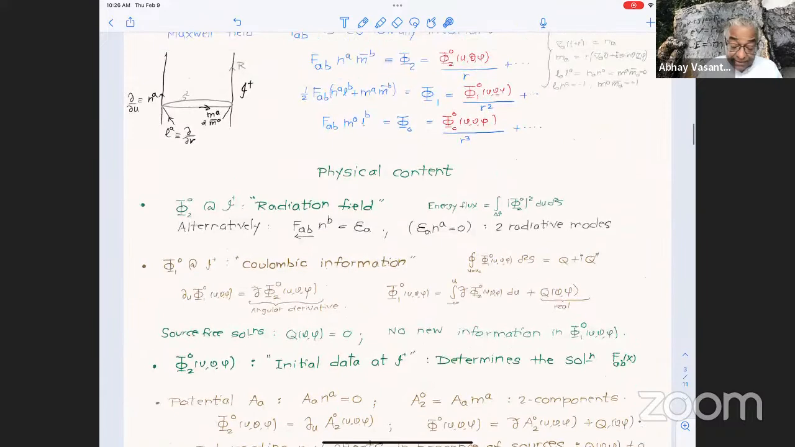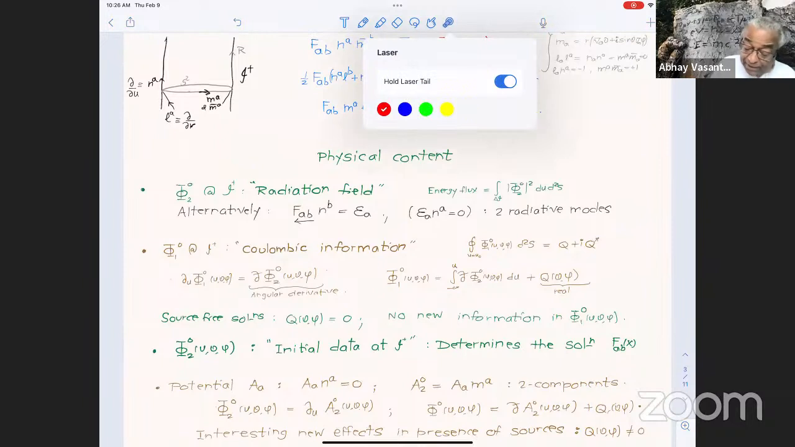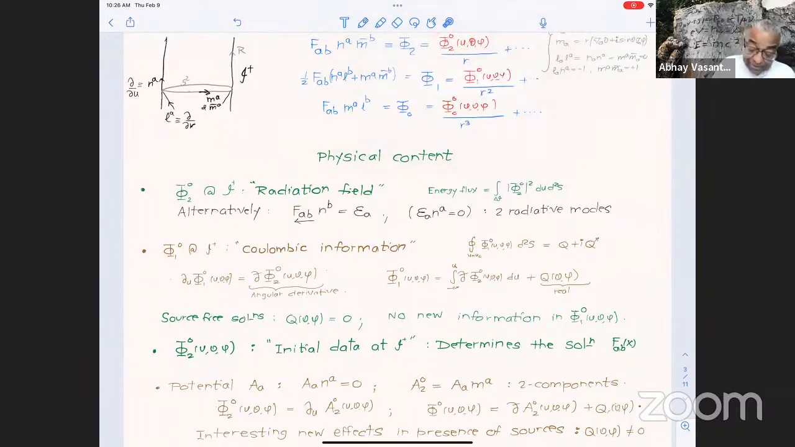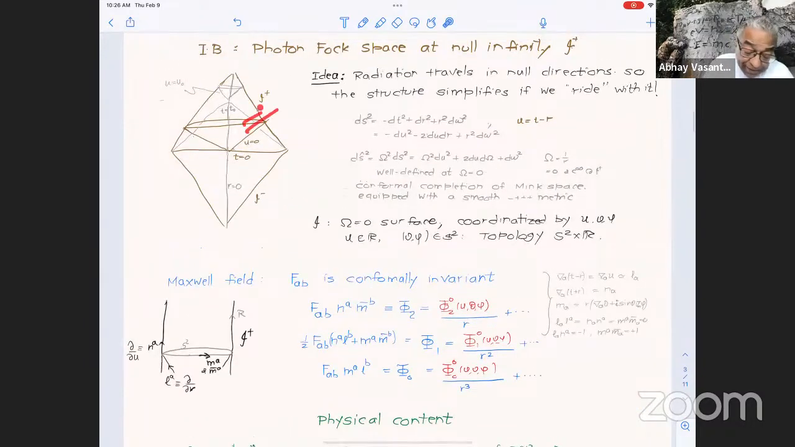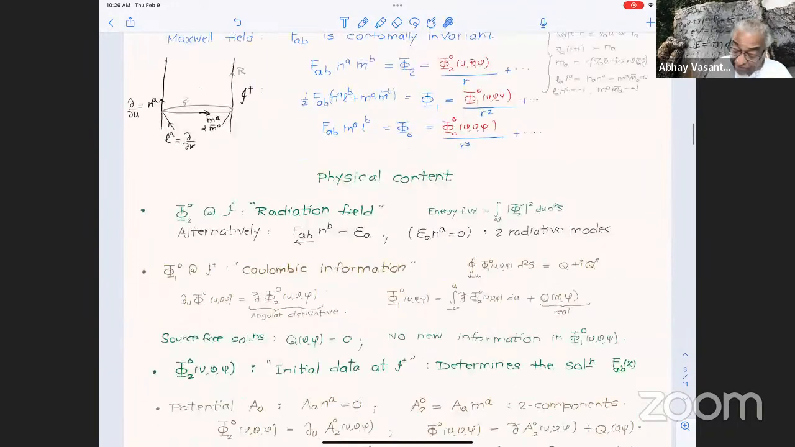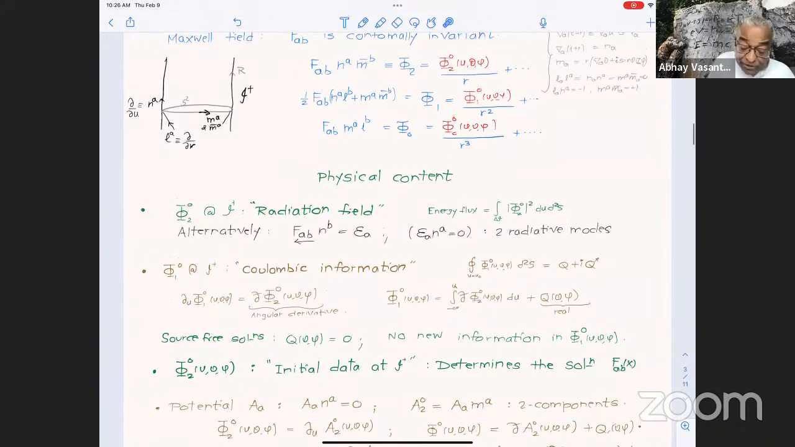So the physical content of this is the following. As I already said, this phi 2 naught is called the radiation field because it falls like 1 upon R. And if, for example, I got a Maxwell field and you want to know how much energy was carried away by this Maxwell field across scri up here, then that is just given by an integral on that little patch of scri. You want to know how much energy went through a little patch of scri, times phi 2 naught squared. Alternatively, what you can do is, you see phi 2 is just obtained by taking F_AB times N^B and then M up here. So I can just construct a one form E_A.